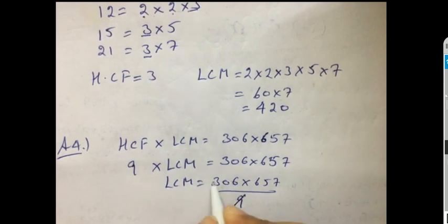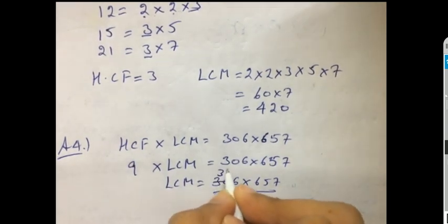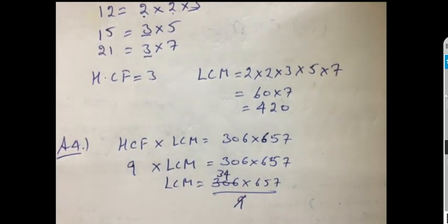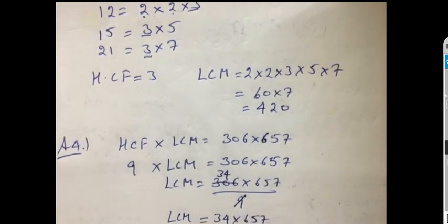You can divide this: 9 threes are 27, and then 4, so 34. LCM will be 34 into 657. You just need to do the calculation.